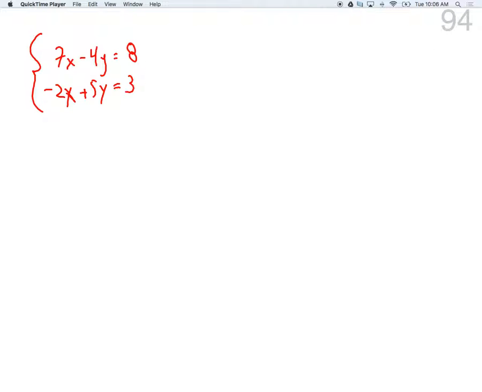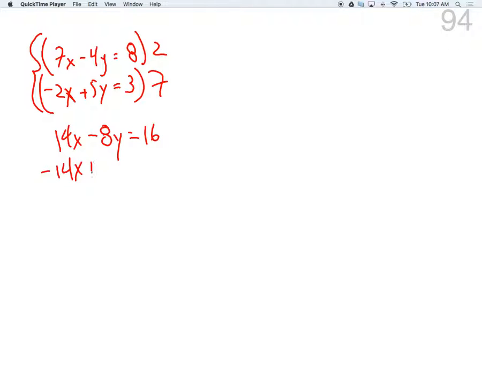What method do you recommend I use here? Elimination would be a good call. What would you like to multiply the top equation by? 2. And the bottom equation? 7. So we're going to get rid of the x's. 14x minus 8y is equal to 16, and negative 14x plus 35y is equal to 21.